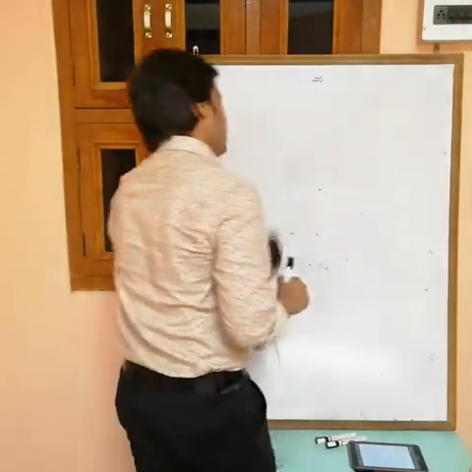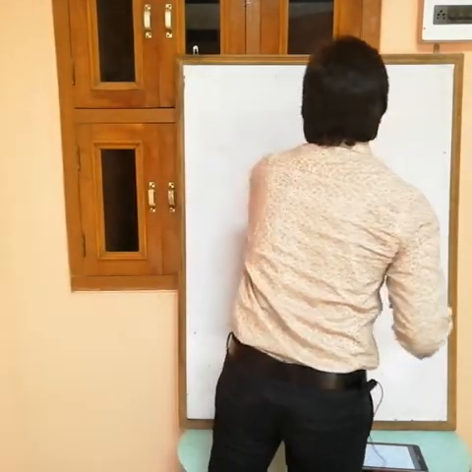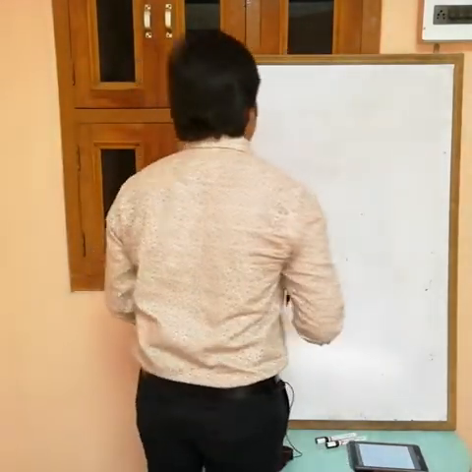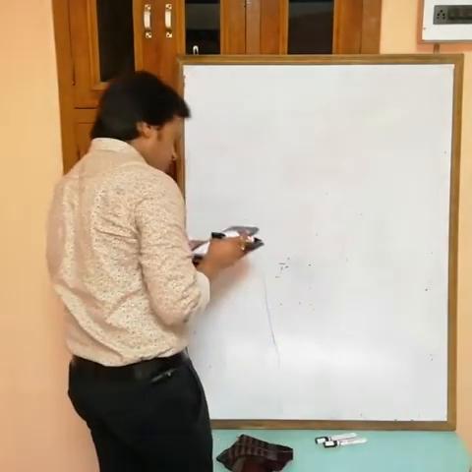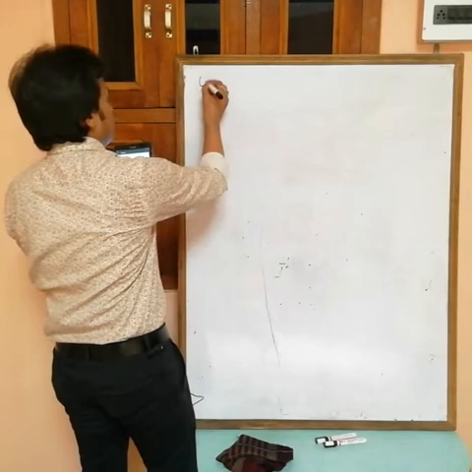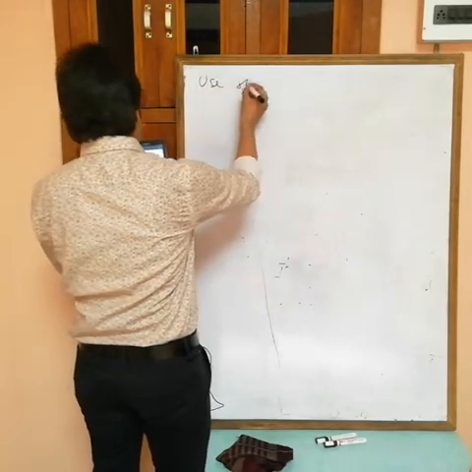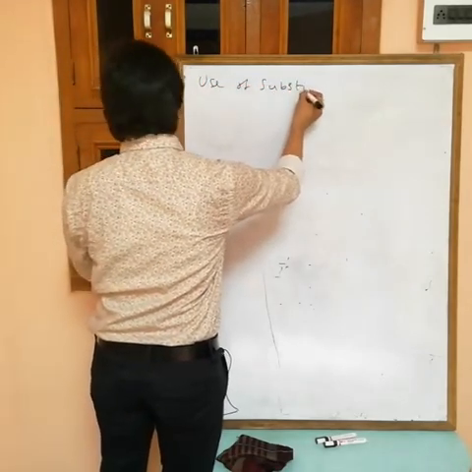Differentiation of numerator in numerator and differentiation of denominator in denominator. Now use of substitution. Right, next. One method is remaining now, use of substitution.